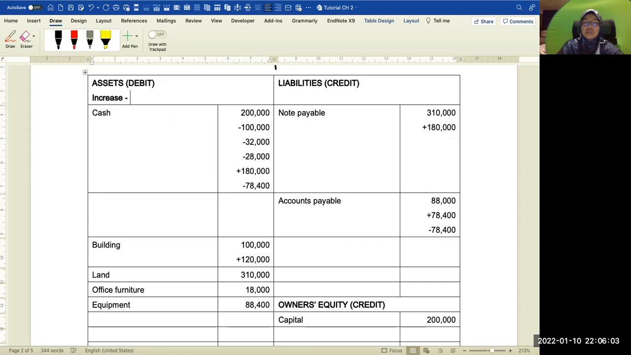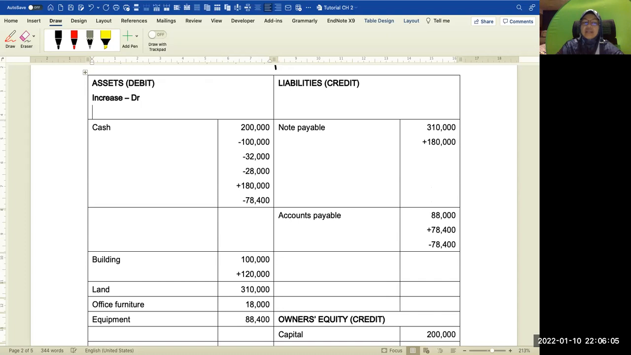You are going to debit the account. But if there is a decrease, what do you do? You credit the account. Yeah, so simple, right? For assets, but on this side, if it's a credit, then if there's an increase, we're going to credit the account. When there's a decrease, we are going to debit the account.